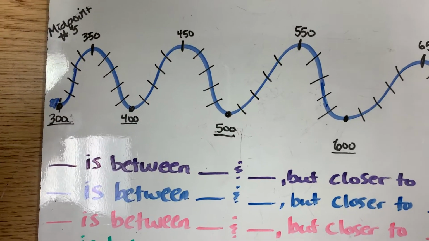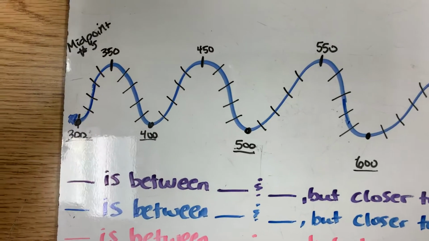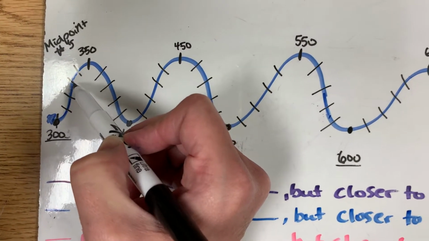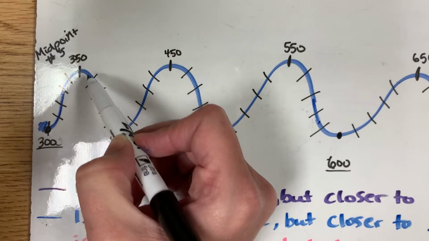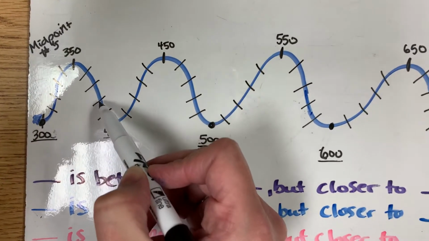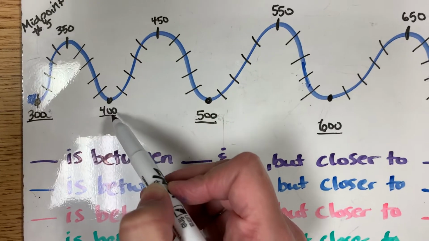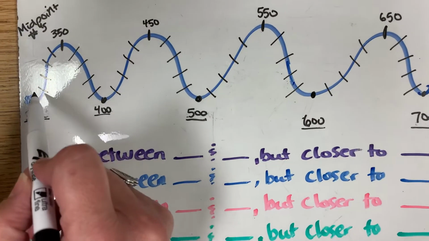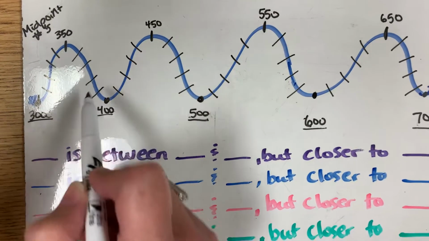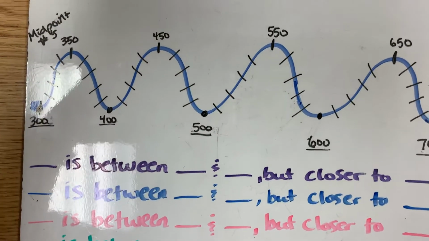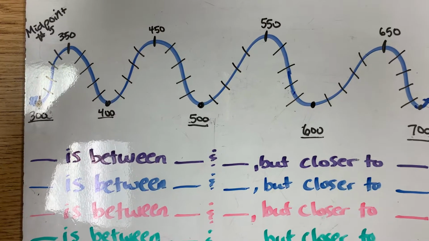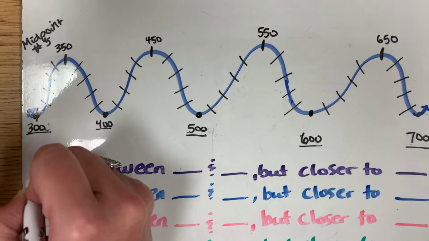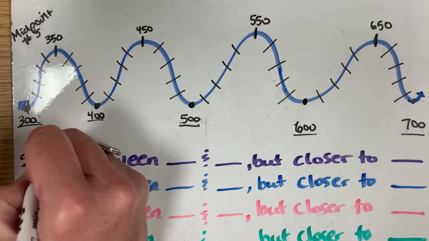So then the light bulb goes off and they're like, oh, it's 10. Let's try it. 300, 310, 320, 330, 340, 350, 360, 370, 380, 390, 400. Yes, that is exactly right. So these little tick marks are valued at 10 when we're skip counting by 100s.